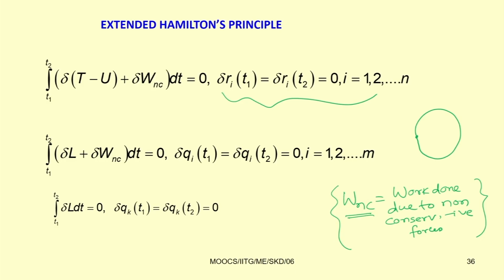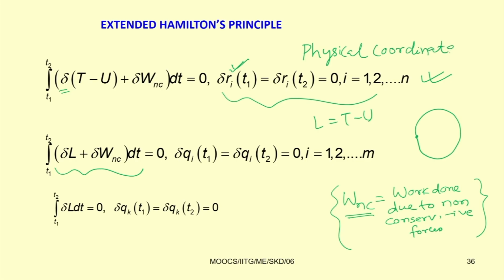Writing L equal to T minus U, one can write this equation in this form also: the integral from T1 to T2 of delta L plus delta W_NC, dt, equal to 0, where delta is the differential operator. This is the extended Hamilton principle. Here, Ri is written in terms of the physical coordinate system. You already know Ri is the physical coordinate and qi are the generalized coordinates.